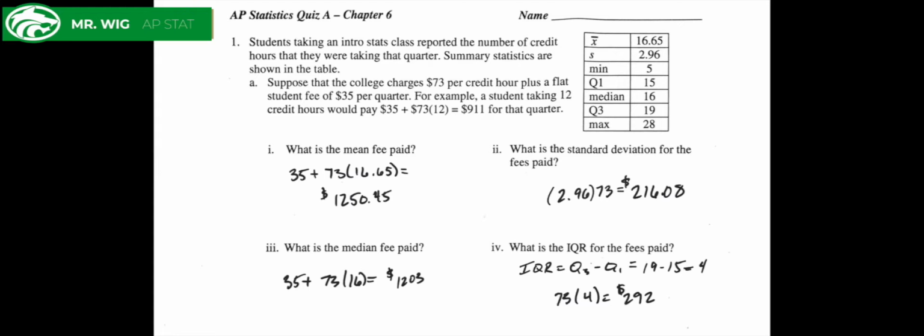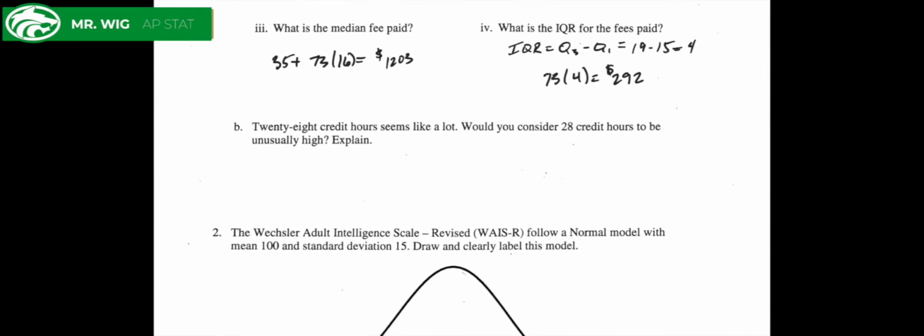All right, let's move on to number 2. It says 28 credit hours. Seems like a lot, and it's a crazy amount of credit hours. If you ever take that many, I feel sorry for you. How do we say that it's actually too high? We're going to use the outlier formula. 28 credit hours, so really Z equals X minus the mean divided by the standard deviation. Oh, no. Let me back up. Getting ahead of myself. We're using the outlier formulas, right?